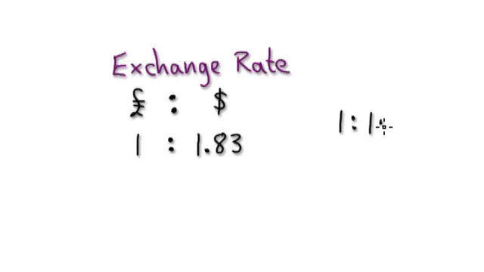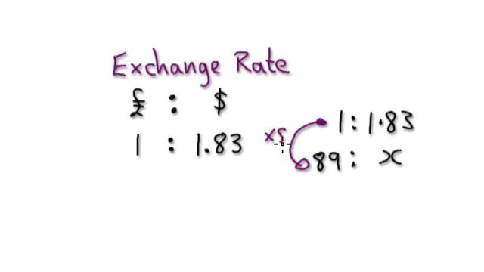one British pound exchanged to $1.83. Now, we want to know how much we can get for 89 British pounds. So we want to know x. The way we do that is we start at the 1, we times this by 89. So I start here and then I jump into the x. That means I would need to times it by 89 over here.